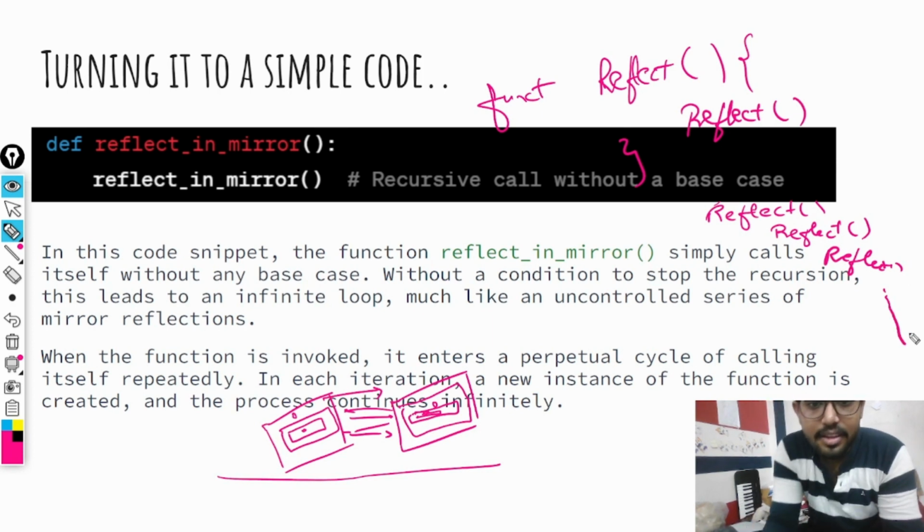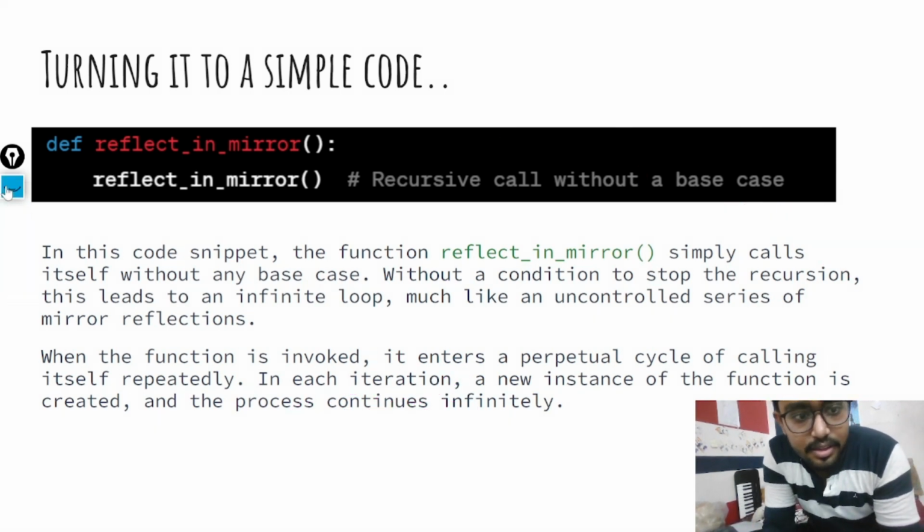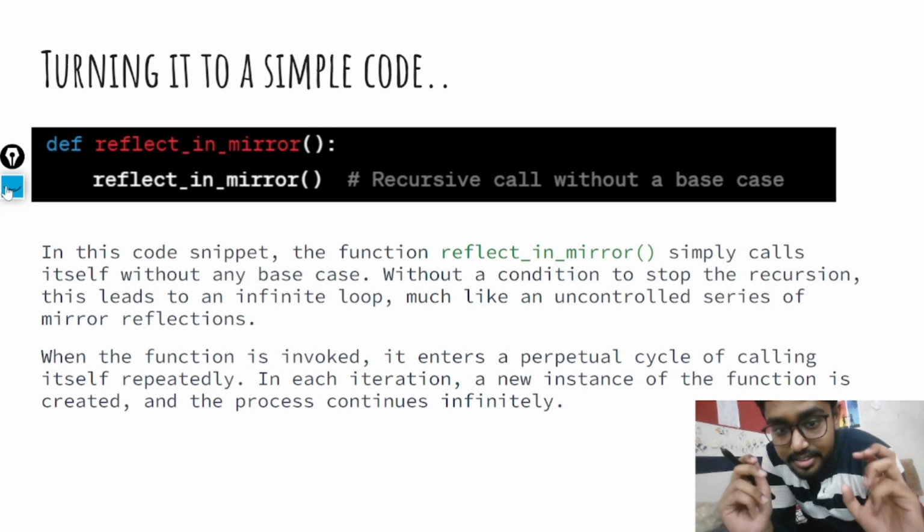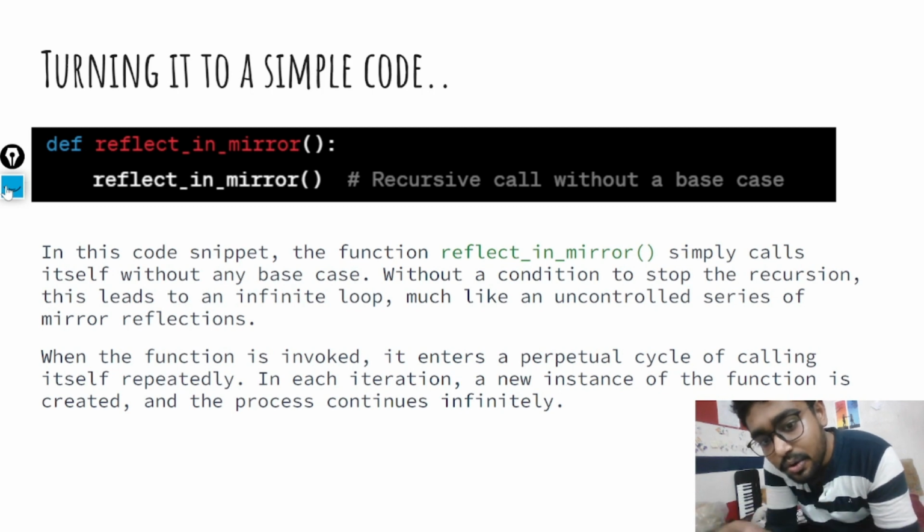till infinity. Okay. So in this code snippet, the function reflect in mirror simply calls itself without any base case, without a condition to stop the recursion. This leads to an infinite loop, an infinite function call, much like an uncontrolled series of mirror reflections. When the function is invoked, it enters a perpetual cycle of calling itself repeatedly. In each function call, a new instance of the function is created and the process continues infinitely. I hope you got it.